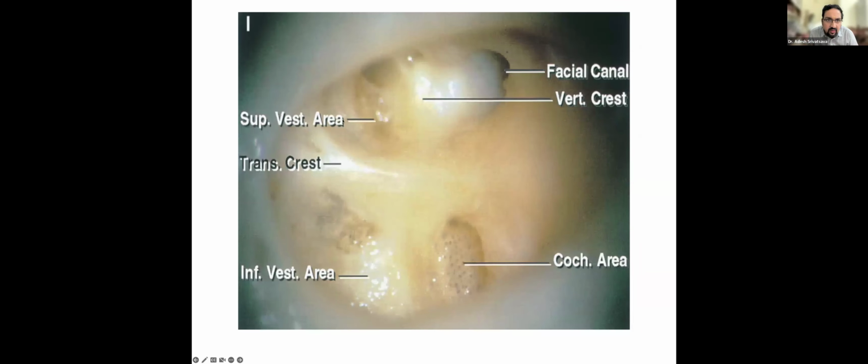That's just an endoscopic view of a cadaver, I think. Yeah, where we are seeing the superior vestibular area, the facial canal, the vertical crest, the transverse crest, inferior vestibular area, and the cochlear area. So in this way, actually, the lateral meatus gets divided into 4 portions. Facial nerve taking the anterosuperior, cochlear nerve taking the anteroinferior, and the superior and inferior vestibular nerves taking the posterior part of it.